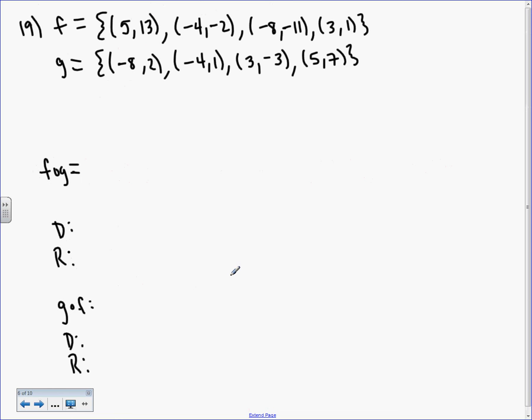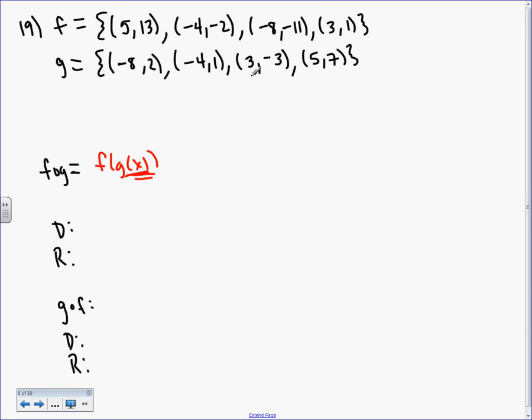Okay. So same idea, just different ordered pairs. I'm going to do f of g first. F of g of x. So what do I check first? F or g? Inside, g, right? So I'm going to start with negative 8. What does that give me? 2. No. Right? So I'm going to check negative 4. What's that give me? 1. No. Remember, we're checking for x's.